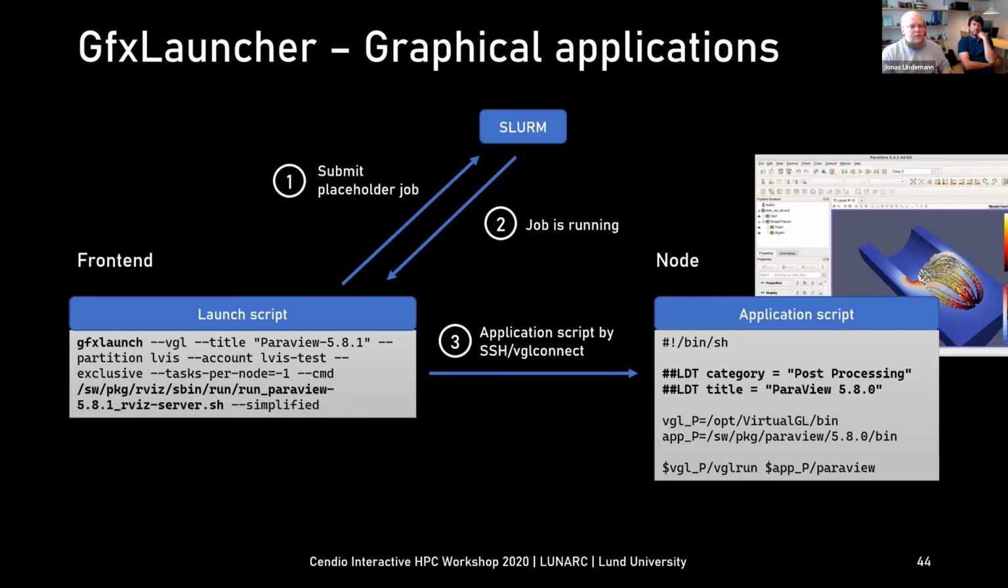So for graphic applications, you define a launch script where you specify a lot of options for the different attributes you want your application to run with, and then you also specify a run script that actually runs the application on the node. The launcher submits a placeholder job to the Slurm queue and monitors when it starts running on the node. And when the job is running, it connects using VGL Connect or SSH to the node and starts the application.